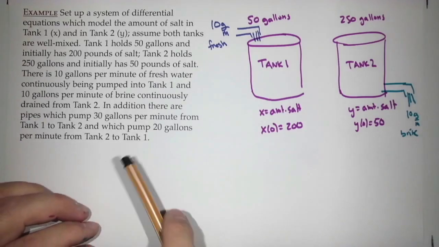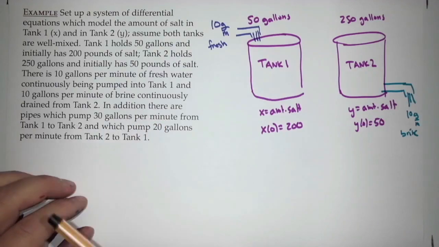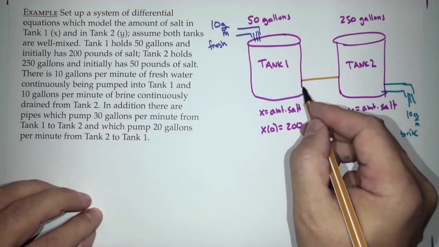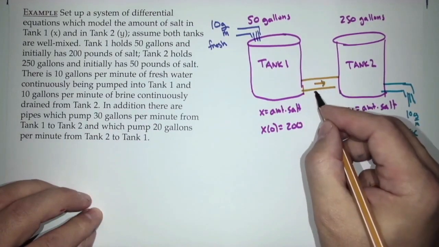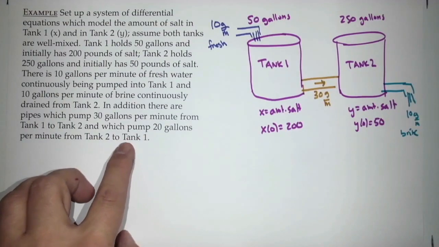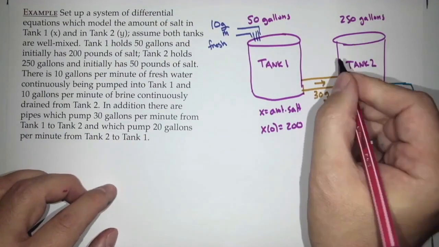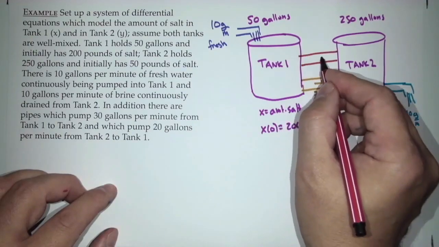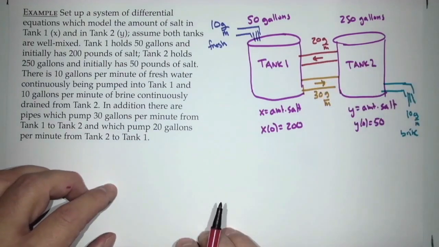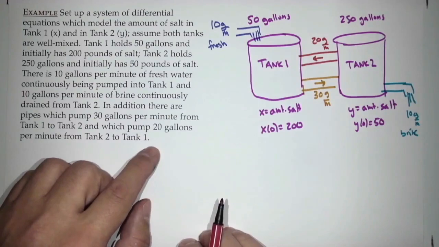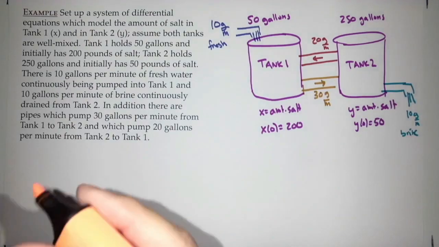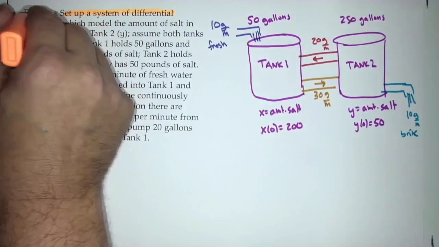Okay, the last sentence. In addition, there are pipes which pump 30 gallons per minute from tank 1 to tank 2. So there's a pipe here that runs in this direction at 30 gallons per minute, and which pump 20 gallons per minute from tank 2 to tank 1. So there's another pipe that runs that direction, and that's 20 gallons per minute. And then we come to here and say, wait, what was the question again? Do you remember? Yeah. This problem is so fun, we forgot what we were going to do.